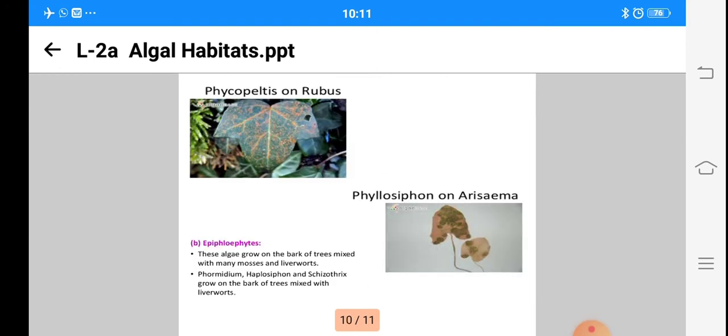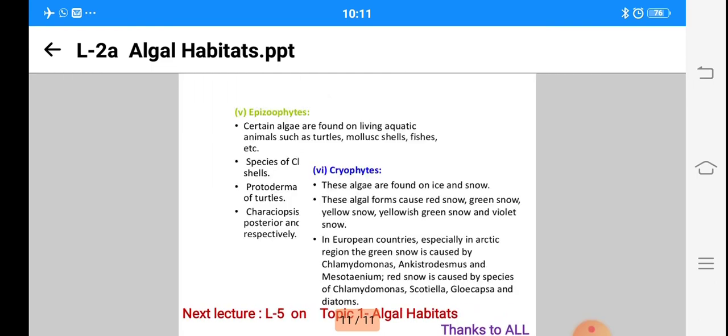And next, Phycopeltis on the Rubus plant. So you see this is a photograph. Then Phyllosiphon on the Arisaema. Arisaema, that is, त्याला आपण नागफणी म्हणतो. So it is reported. So here the epiphytes are there. So these are reported from this area.